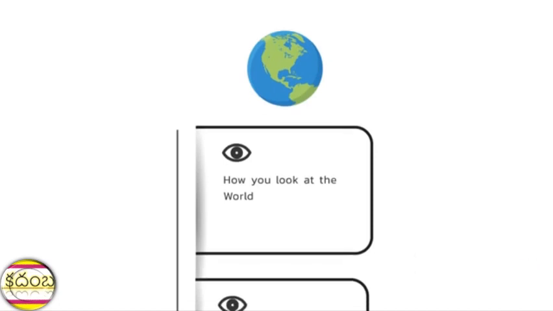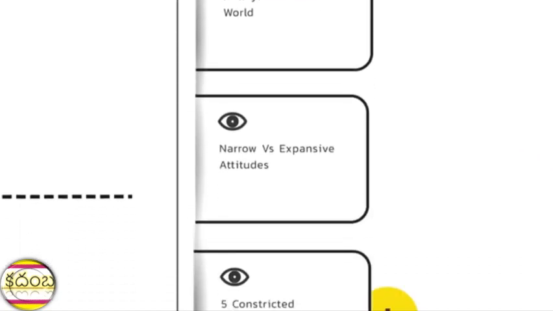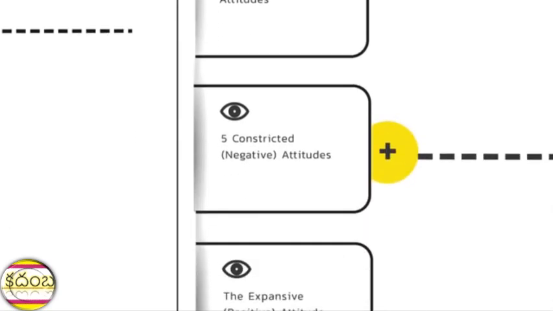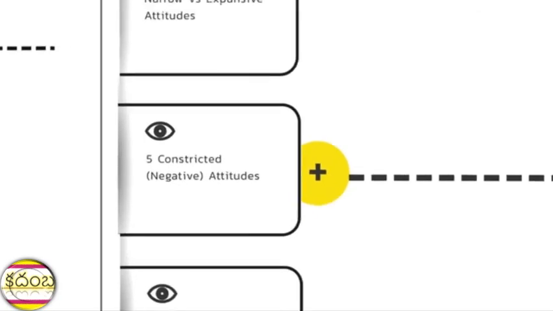There are 2 general categories of attitude: negative and narrow, or positive and expansive. Negative and narrow-minded people are generally fearful, and in order to try and have control, they limit what they see and experience. Someone with a positive and expansive attitude, on the other hand, wants to try new things and is open to new ideas. If you want to change your circumstances in life, you first need to change your attitude. Here are 5 constricted or negative attitudes that you need to conquer.